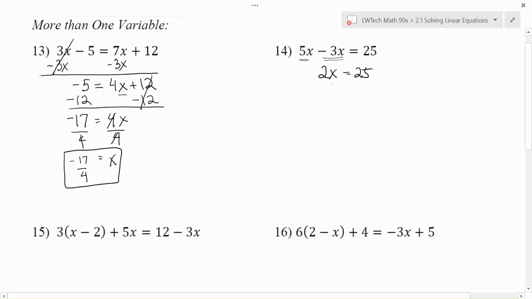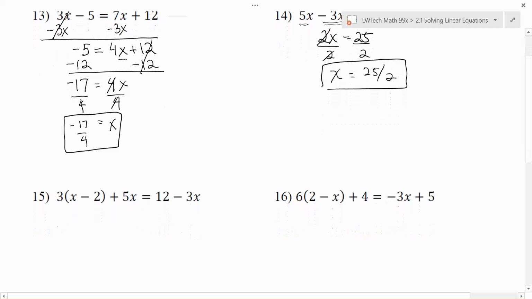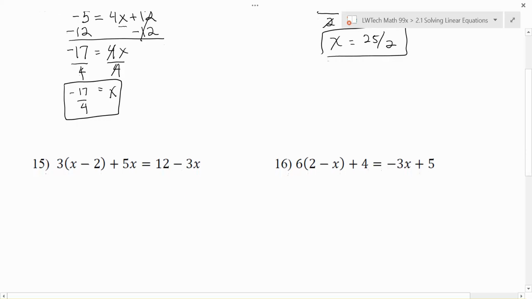Then, I'm not quite done, but I do at least have it down to a single x. There's still a 2 being multiplied out in front, so I'm going to divide by 2 on both sides to undo that. 2 divided by 2 leaves me with my positive 1x, and on the other side I have 25 halves, and you can just leave it just like that. 12 and a half, that's okay. And just make sure your fraction's as simplified as you can.